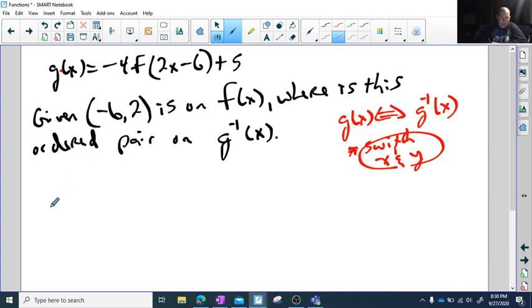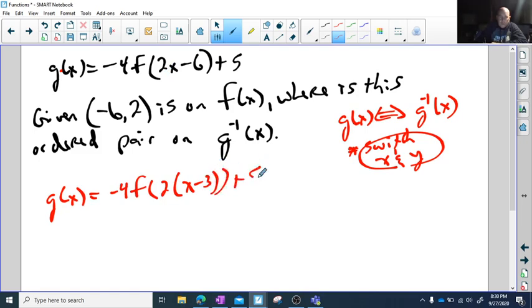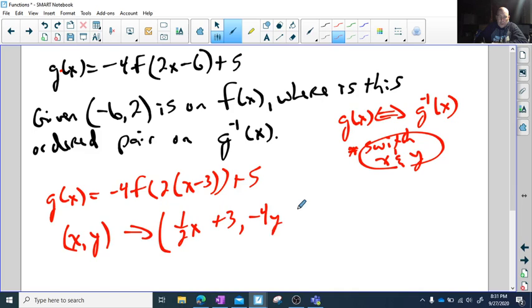So you're going to go g of x is equal to negative 4 f. Remember, we have to factor this out. Minus 3 plus 5. So my mapping rule to get from f to g would be take half your x's, go right 3, multiply your y's by negative 4, and then add 5.